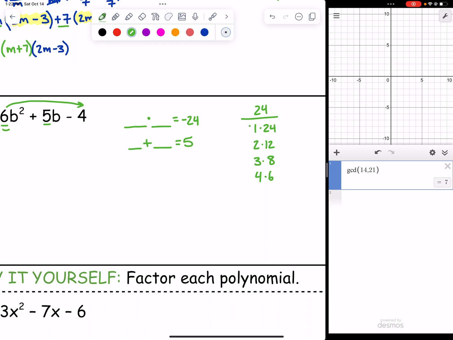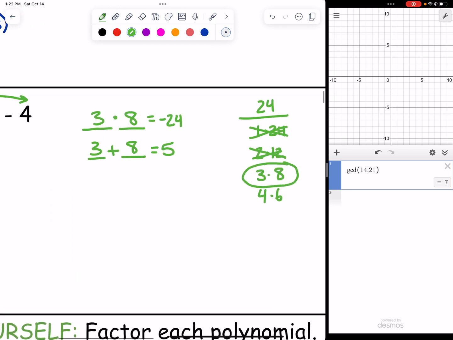So 1 and 24 are too far apart. 2 and 12 are 10 apart, but 3 and 8 are 5 apart from each other. So those would be the right numbers. And then let's look at the signs. They need to multiply to be a negative and add up to be a positive.